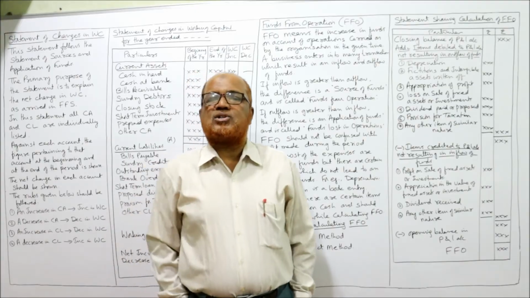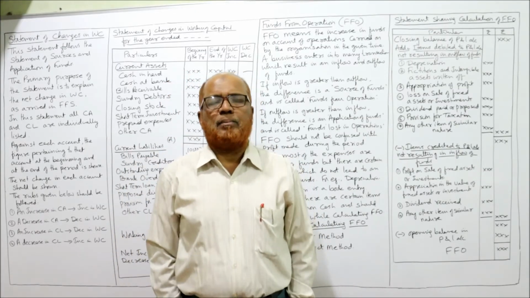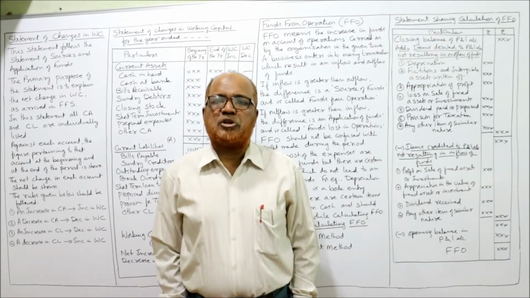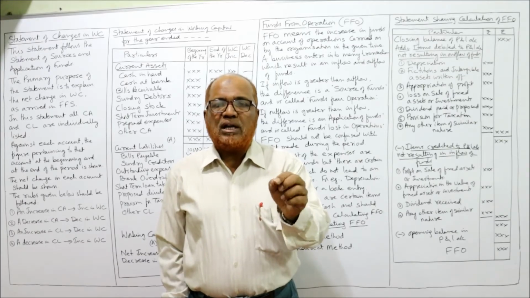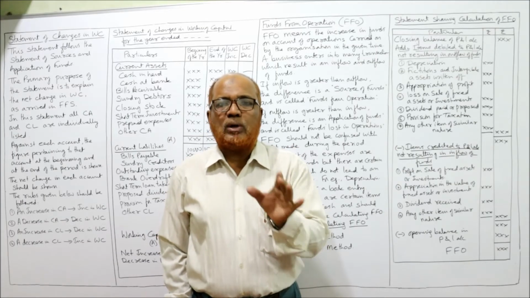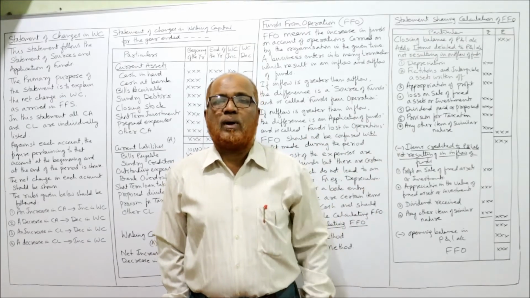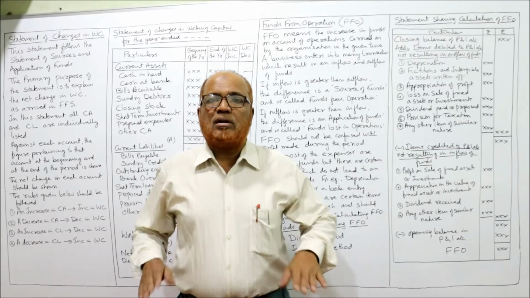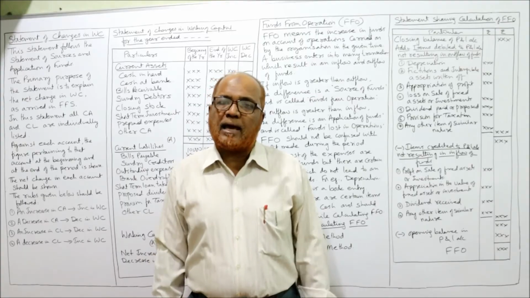An example of a non-cash transaction is depreciation. There are many examples, but the classic example is depreciation. Depreciation is only a book entry. It does not involve any cash, only an adjustment entry. But depreciation is deducted while computing the profit, and for calculating funds from operation, depreciation should not be considered. It's a non-cash item.